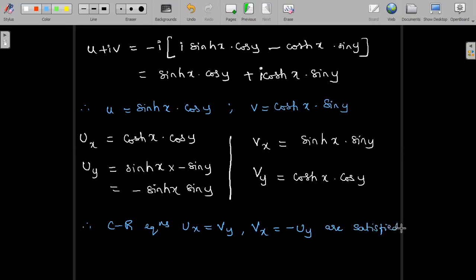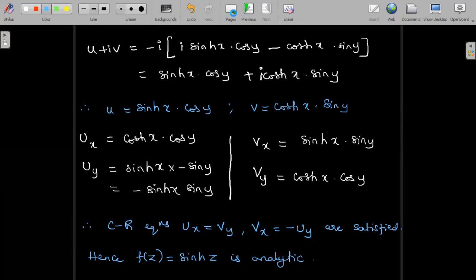CR equations are satisfied. Hence, the given function f of z is analytic. The given function f of z was sine hyperbolic z, and it is analytic. So that's the first part of the problem.